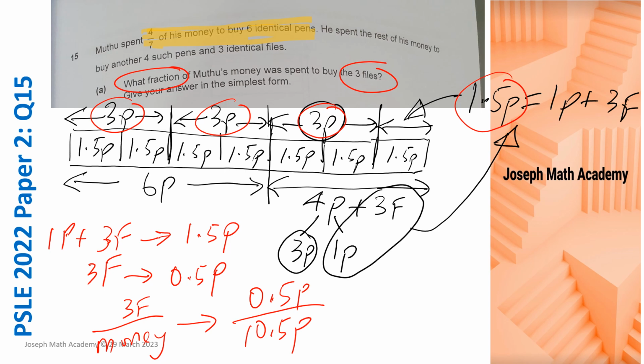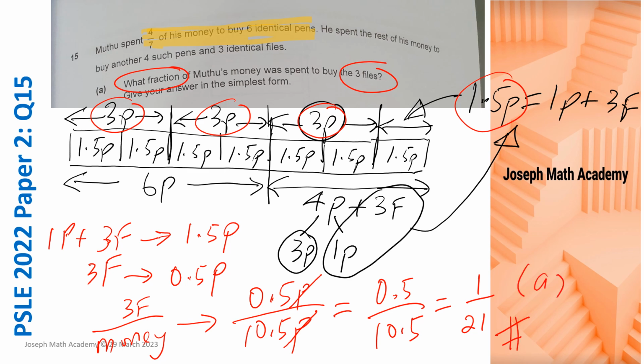So if I use a calculator, this is an algebraic expression. So the pens will be cancelled away. So 0.5 divided by 10.5. Our calculator will tell us it is 1 out of 21. So this is the answer for part A. So Muthu spent 1 out of 21 of his money to buy 3 files. A is completed.